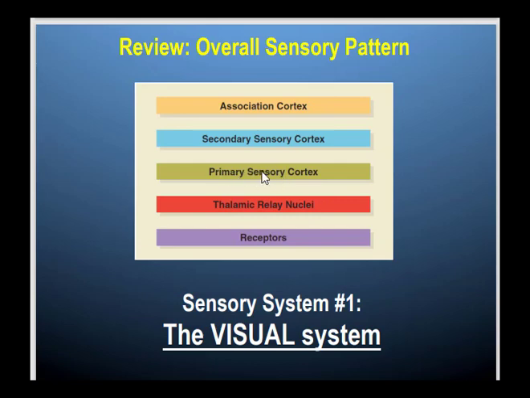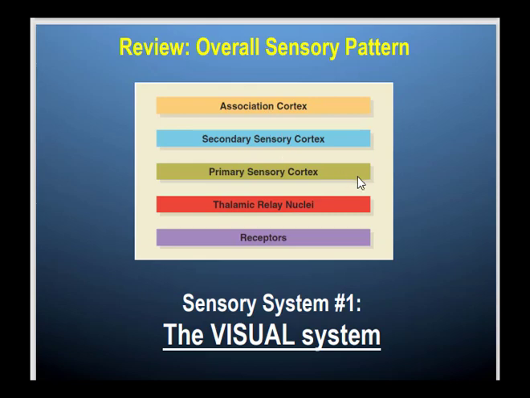And again, if you remember back to the first unit, that primary sensory cortex for vision is the occipital lobe. Pretty much the entire occipital lobe is exclusively dedicated to understanding and processing visual information. And then we will also be talking a little bit in this lecture about some secondary areas that process vision, as well as some association cortex.